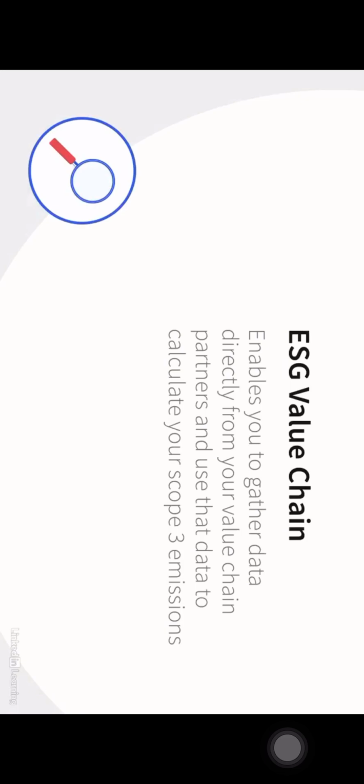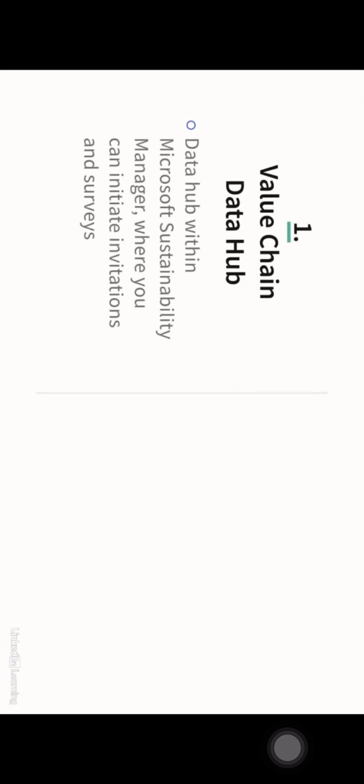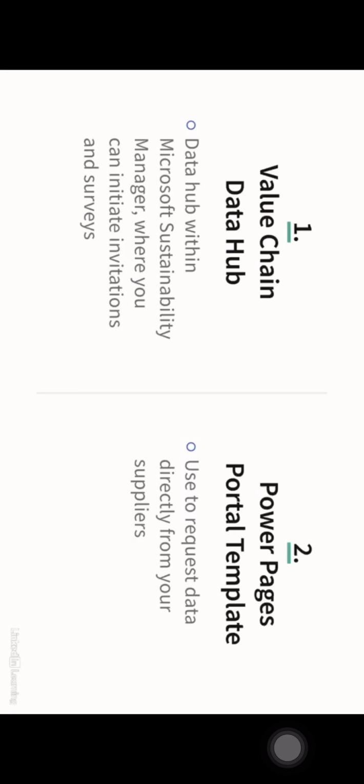The ESG value chain solution consists of 2 main components that you can use together to gather your value chain data. Number 1, a value chain data hub within Microsoft Sustainability Manager, where you can initiate invitations and surveys for your suppliers and view the data that you receive from them. Number 2, a Power Pages portal template that you can use to request data directly from your suppliers. Power Pages is a solution which allows you to build low-code, scalable, and secure business-centric websites.